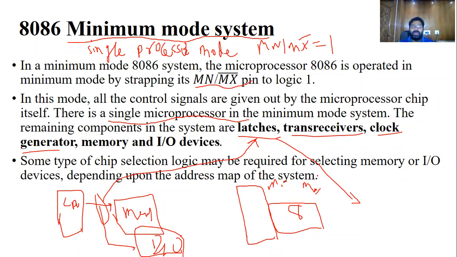Remember why we require latches, receivers, and so on. Our 8086 microprocessor is a 40-pin microprocessor, so for better utility of the 40 pins, some pins are used for multi-purpose, nothing but multiplexed modes. AD0 to AD15 is one example.